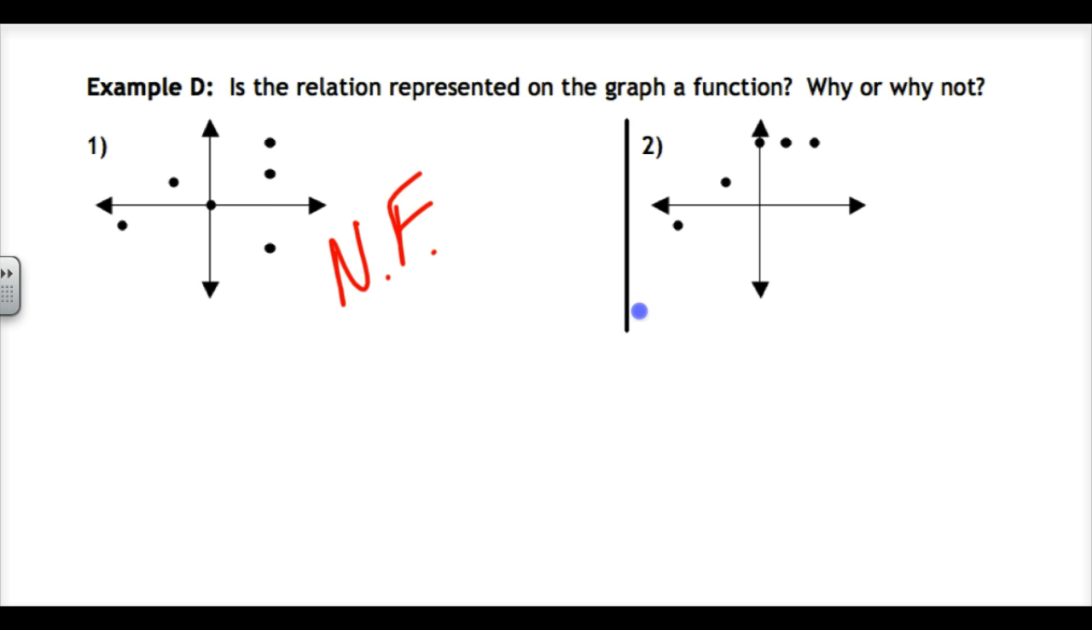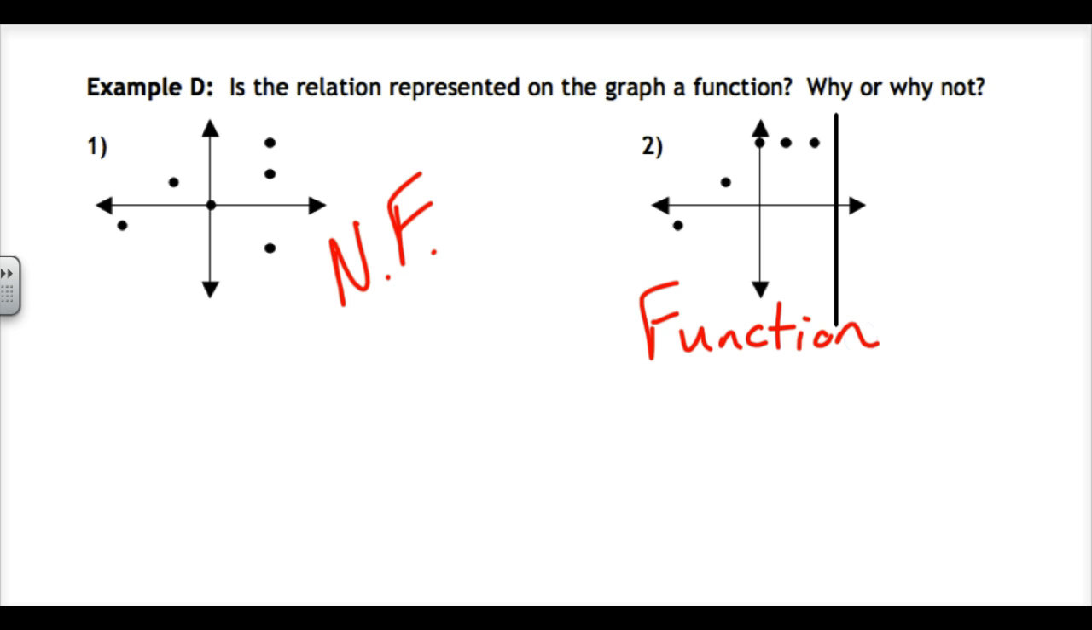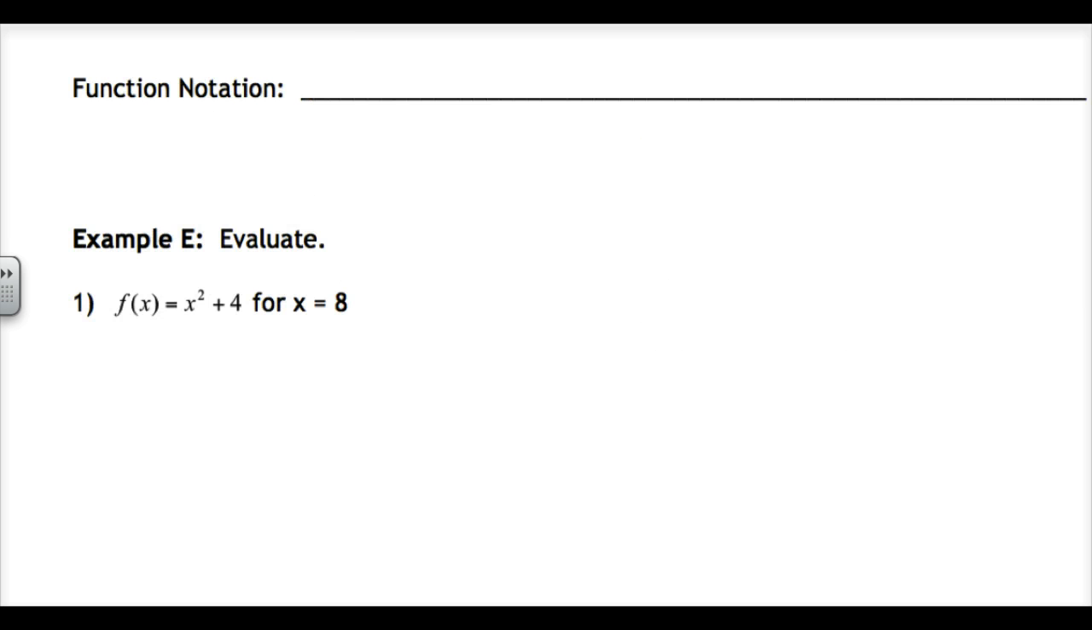Check it for number 2. 1 point, 1 point, 1 point, 1 point, 1 point. This one is a function. It only hits 1 point. Now, you guys probably aren't going to draw a line on your paper. If you just take your pencil and run it through the graph, it'd be the same effect, or your finger or something like that.